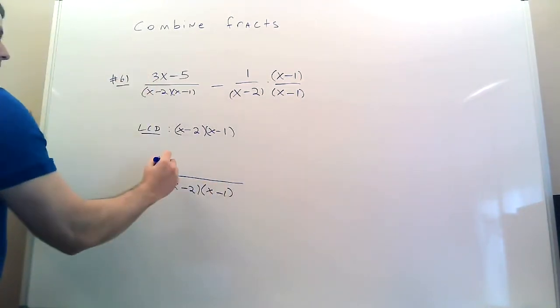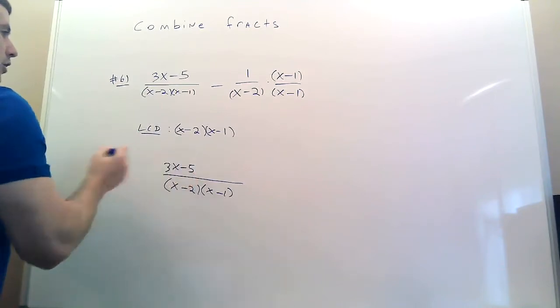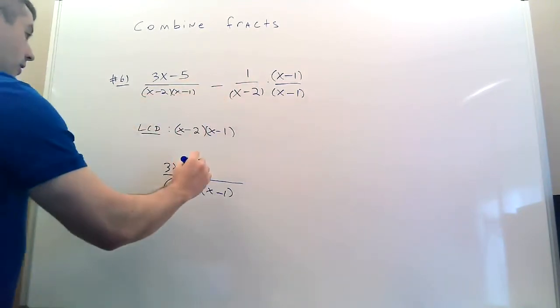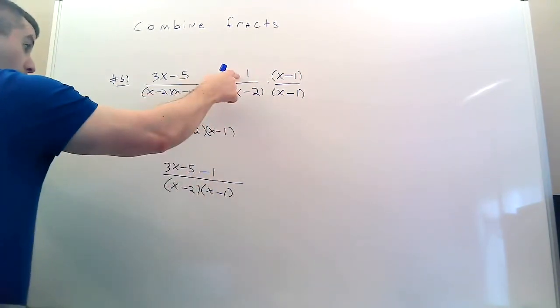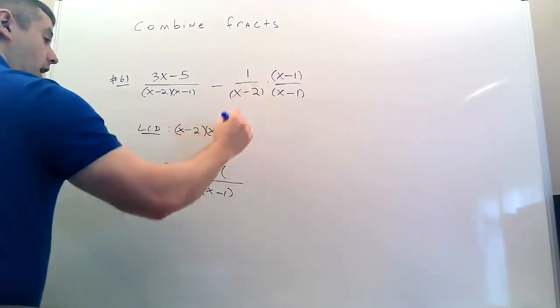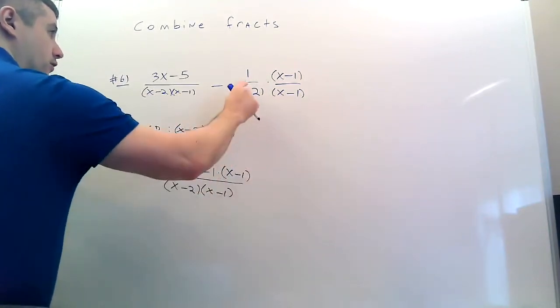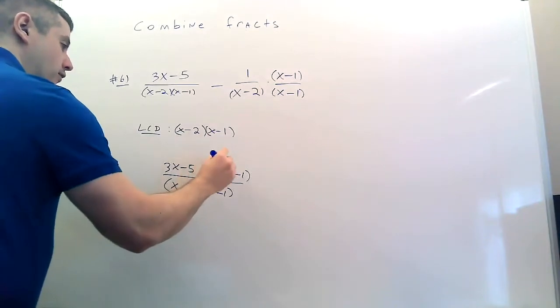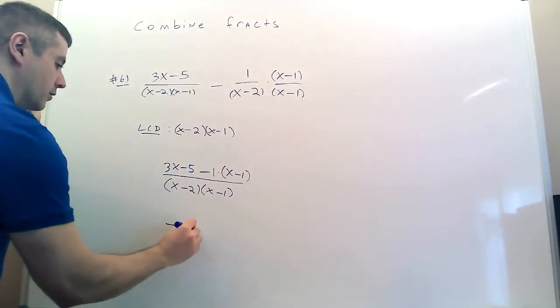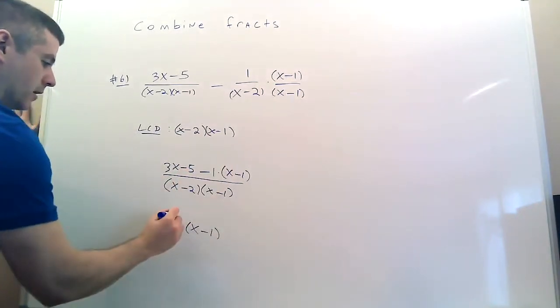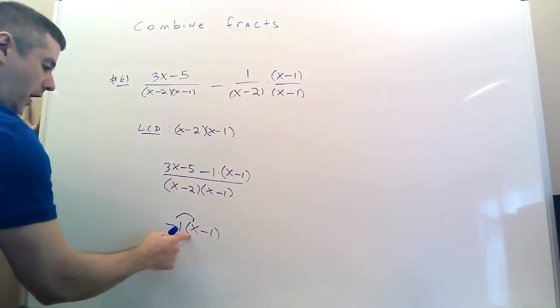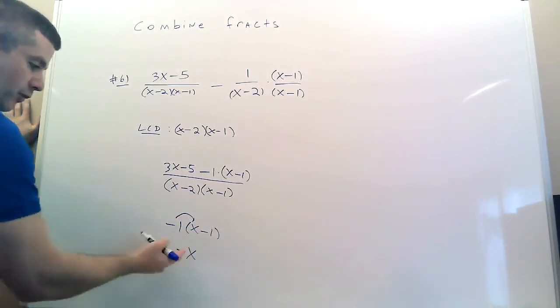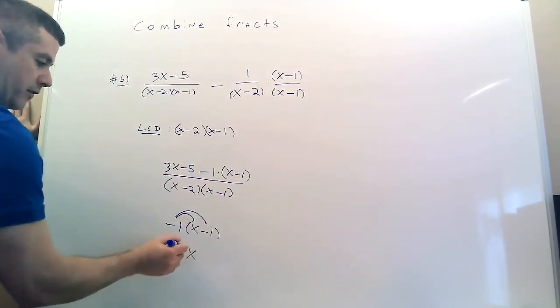So the first fraction had 3x minus 5, so that just goes along for the ride. The second fraction, though, has negative 1 times x minus 1. Look, that's what you get, right? Now do that distributing. I'm going to do it down here, and then I'll erase it and put it back up there. Negative 1 times x is negative x, or negative 1x, whatever you want. You want to put a 1 in front, put the 1 there.